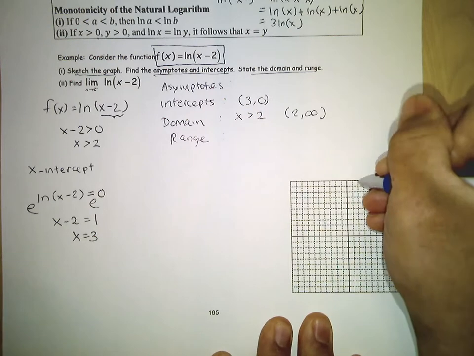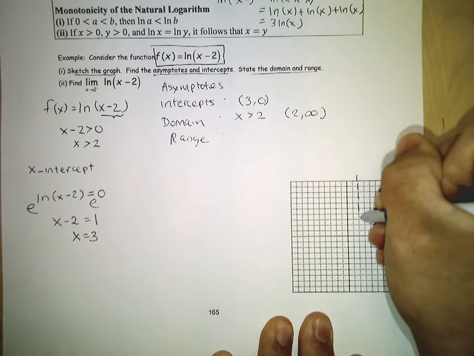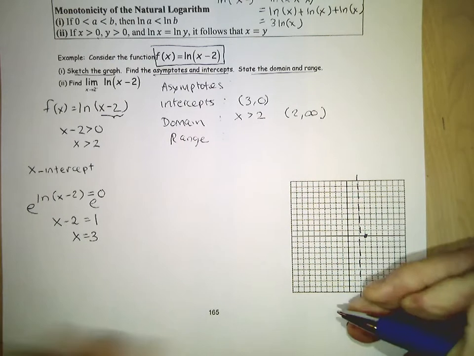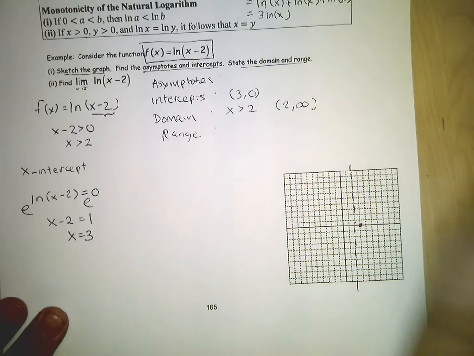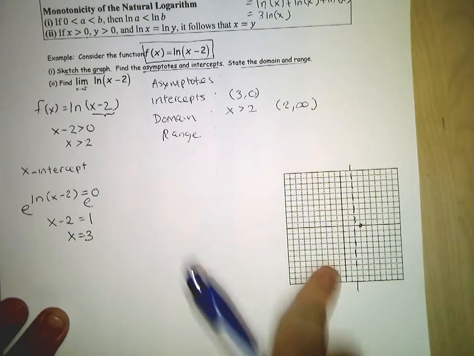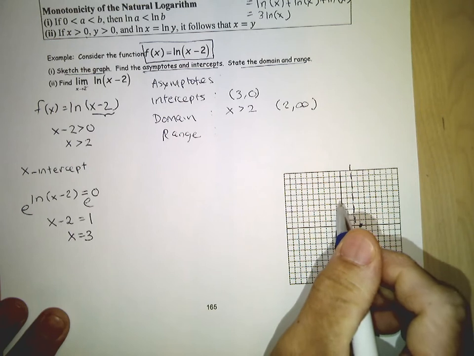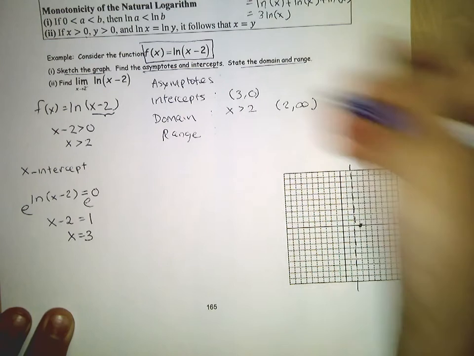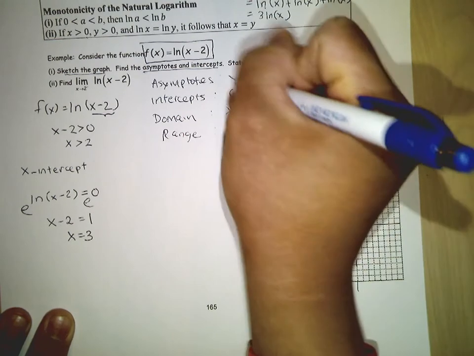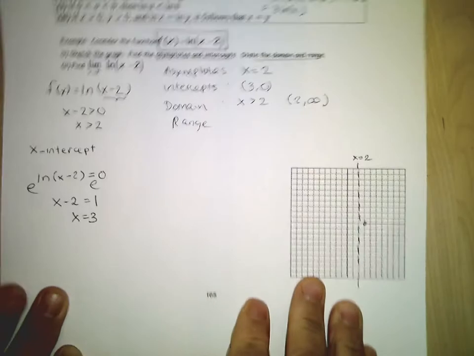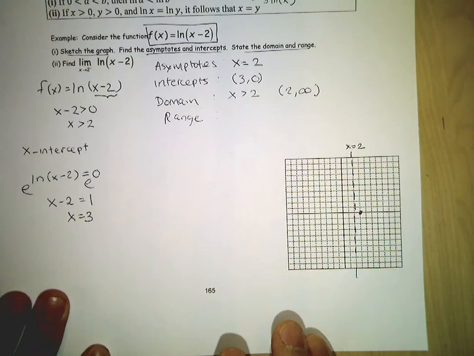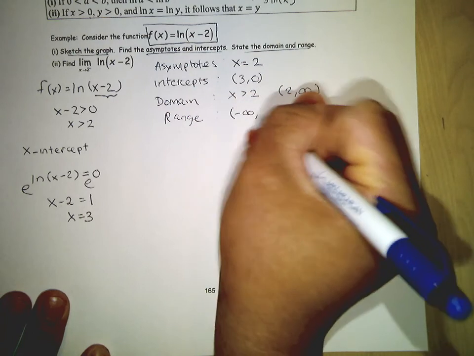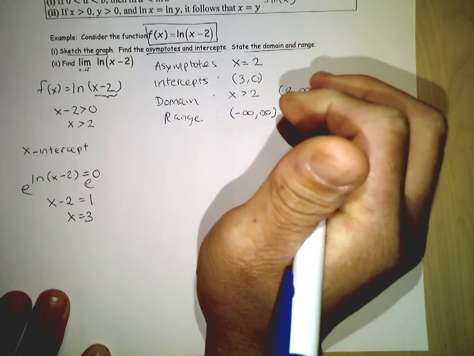And we know that x has to be greater than 2. So there's an intercept at (3, 0), and x is greater than 2. So that means, of course, since x is greater than 2, that there can't be any y-intercept. And we can also tell, hopefully, that the asymptote here is going to be at x equals 2. And the range does not appear to be restricted, so that will be negative infinity to infinity, all real numbers.